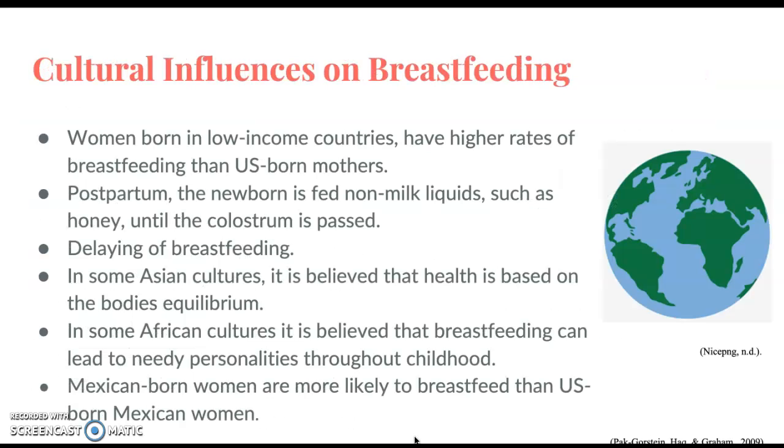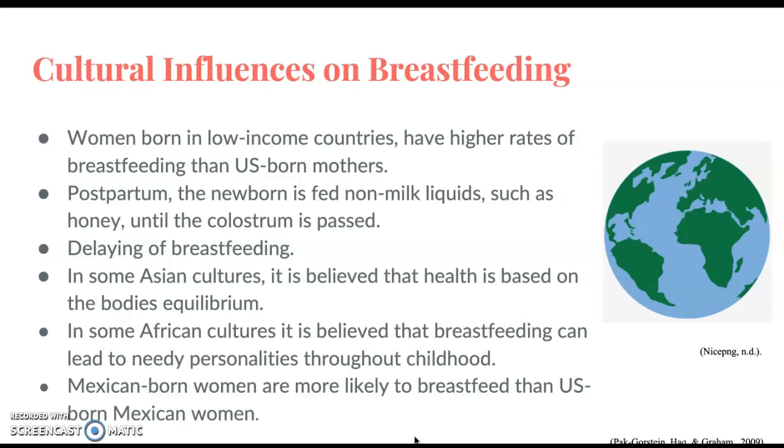Cultural influences on breastfeeding. Women born in low-income countries have higher rates of breastfeeding than US-born mothers. In certain cultures, the newborn is fed non-milk liquids such as honey until the colostrum is passed, as there are concerns about the nutritional value. Delayed breastfeeding due to cultural beliefs leads to increased formula needs for baby as the milk production in the mother begins to deplete.